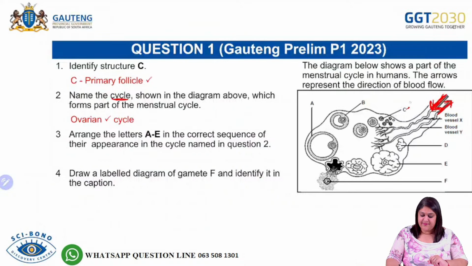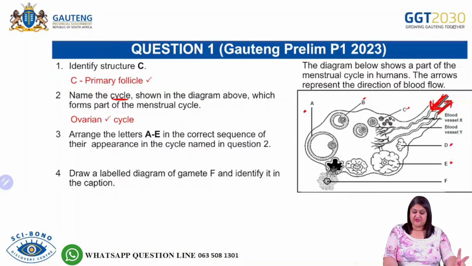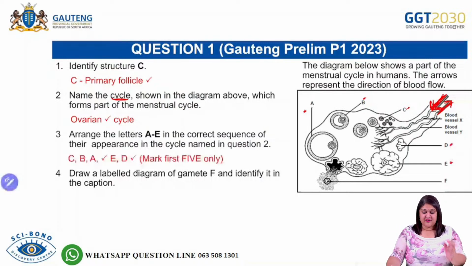Which is this one. Then we would go to the B, which is the developing follicle. Then we've got to A, which is the Graafian follicle. And then we have E, which is the corpus luteum. And then we have D, which is now the degenerated or the shrunk corpus luteum. Okay, let's see the answer. Yes, that is correct. It is in that order: C, B, A, E, and D.